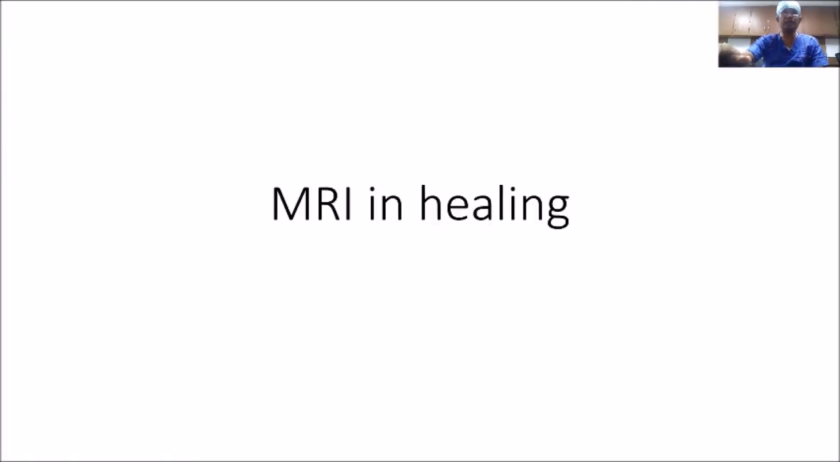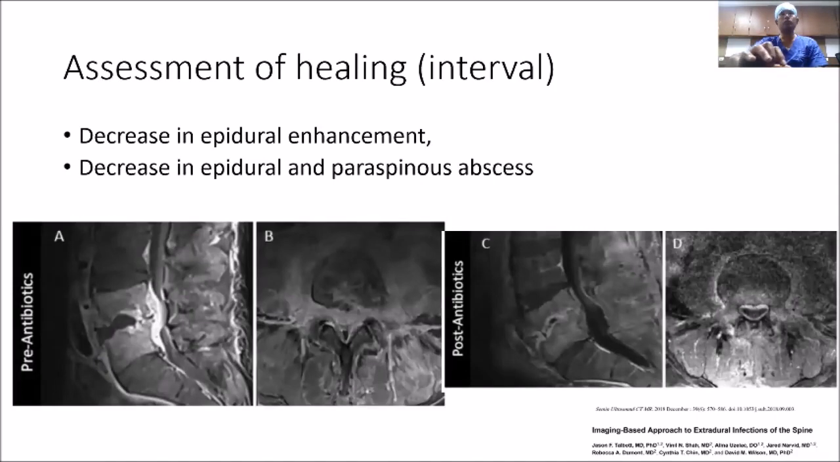Speaking about the healing after a spinal infection, MRI is very helpful. It has two roles. One is to assess the efficacy of an antibiotic therapy which you have started. So this is a patient for whom an antibiotic has been started. L4-5 spondylolisthesis with a huge epidural abscess. You see at the end of 6 weeks, there is a very good resolution of the abscess.